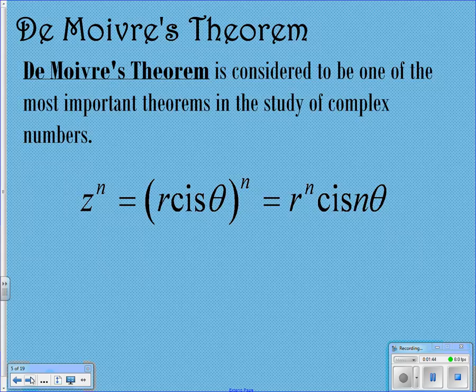If you have z to the n, where z is some number, we can rewrite it as r cis theta to the n. And then we can actually break that out and make it r to the n, times cis n theta. So the n goes to the exponent on the r, and then it gets multiplied by your angle value. And that's basically what his theorem is.